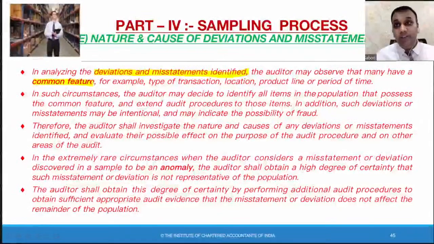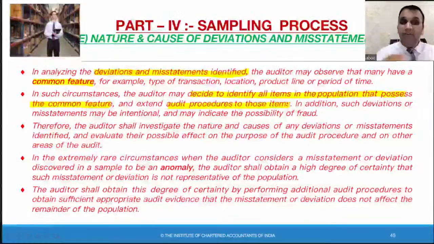So if the auditor finds that deviations and misstatements identified have a common feature, like the deviations and misstatements relate to only branch A sales or branch B sales, in such circumstances, the auditor may decide to identify all items in the population that possess that common feature and extend audit procedures to those items. So I found a common feature that branch A sales are inflated. My sample contains sales from branch A, branch B, branch C, branch D. But I find a common feature with the branch A sales, that they are quite inflated.